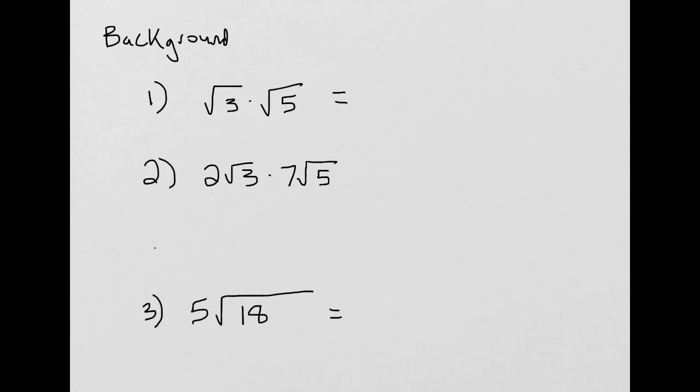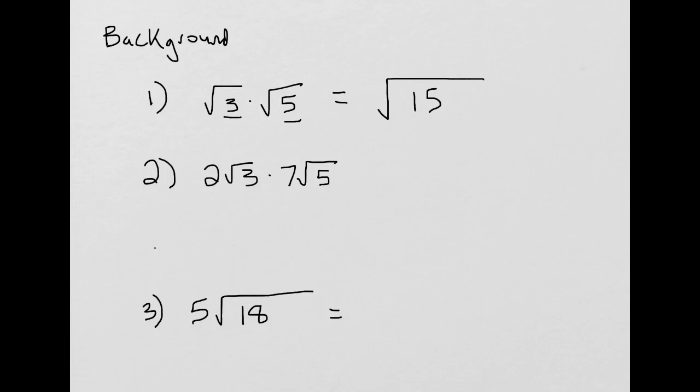So the first problem, we've got the square root of 3 times the square root of 5. So just as a refresher, remember that when we're multiplying square roots, as long as both numbers are under the square root, we can write our answer as one big square root, where the radicand part, the part underneath the square root, is just going to be the product of our original two numbers. So in this case, we would have the square root of 3 times 5, which is just 15.